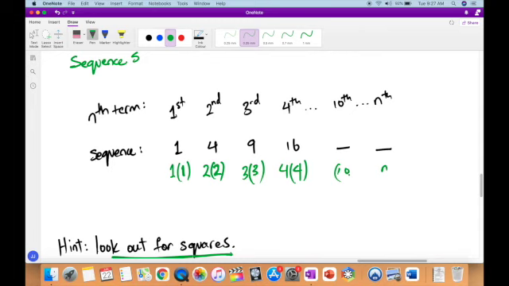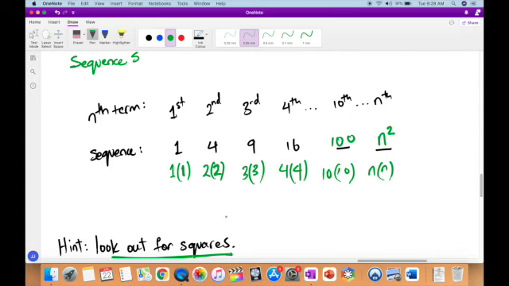So what do I need for the 10th term? I have to multiply by the 10th. So that means that this 10th term will be 100. And so for the nth term, I have to just multiply it by itself. And so the formula for this is actually n squared.